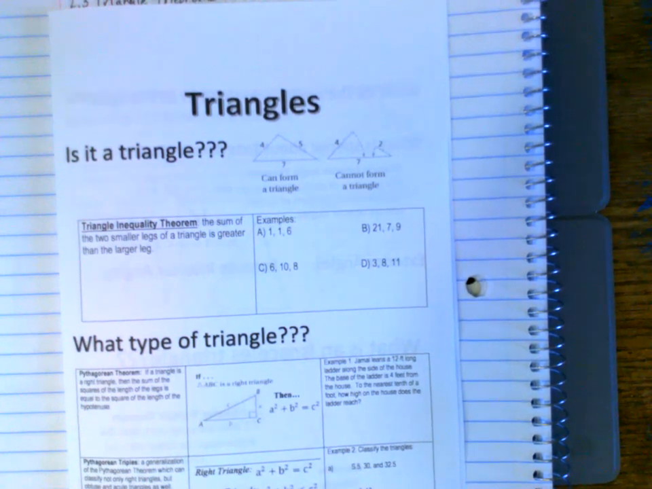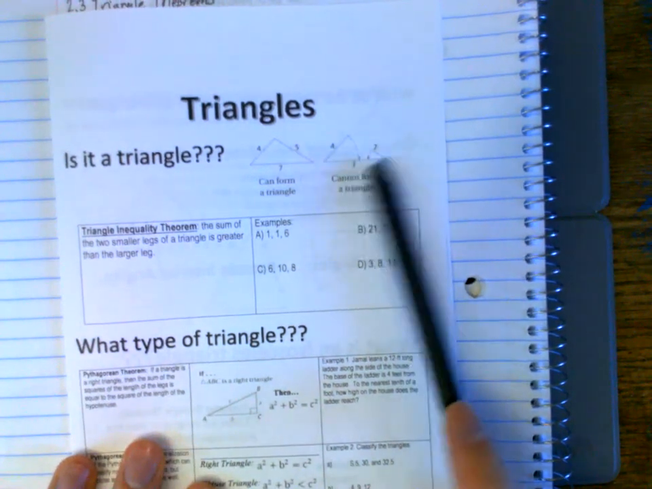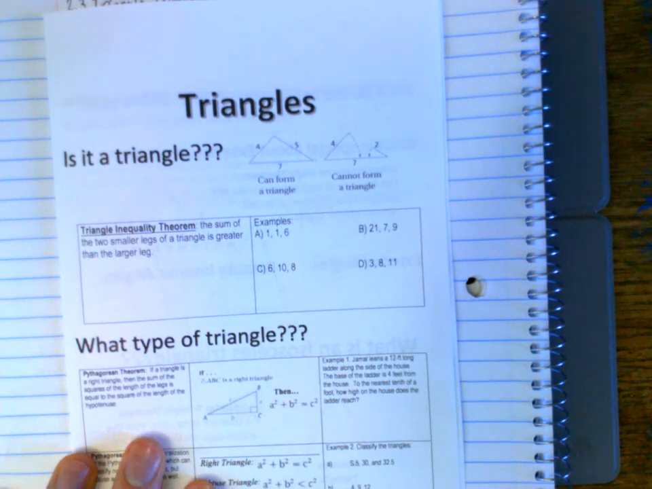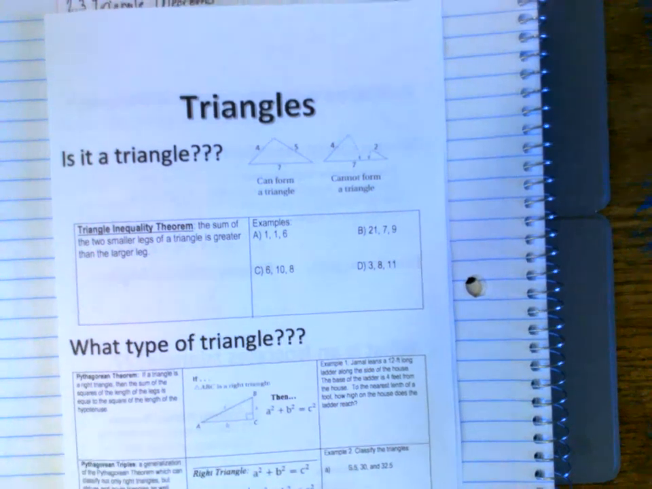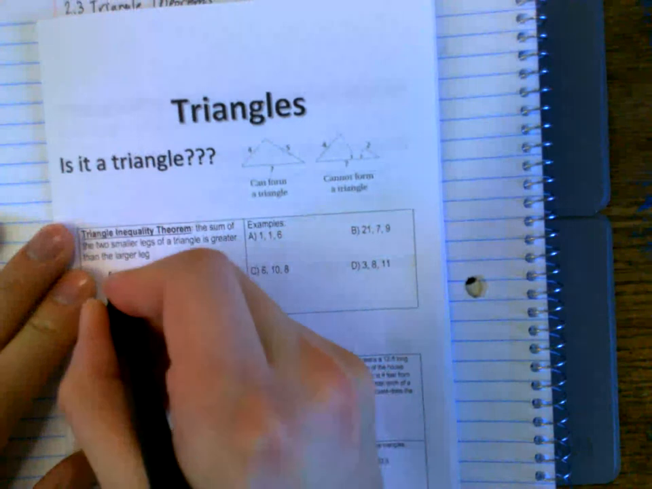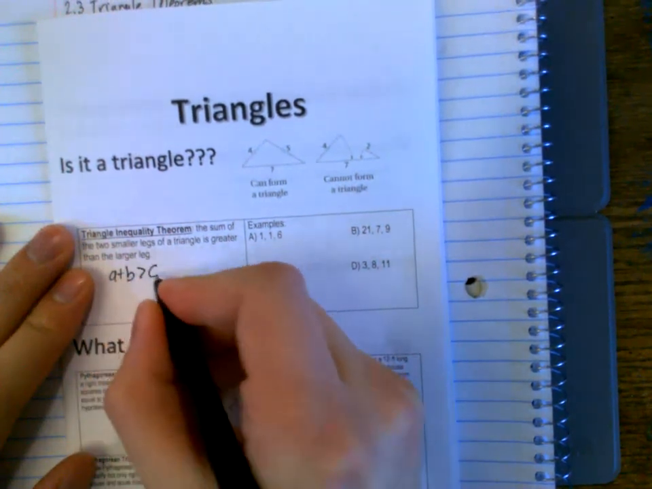Otherwise, you got a problem. You get this scenario. Right? It collapses on itself. And not evenly, might I add, either. So, let's take a look at a few of these. And here's the formula for this. A plus B is greater than C.